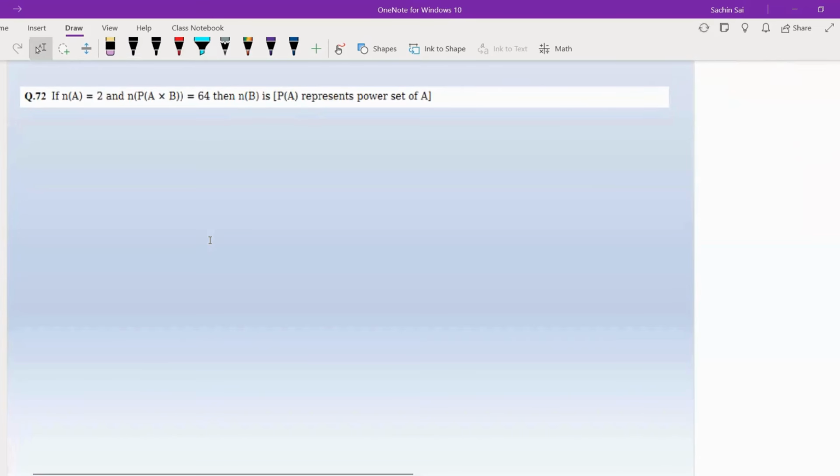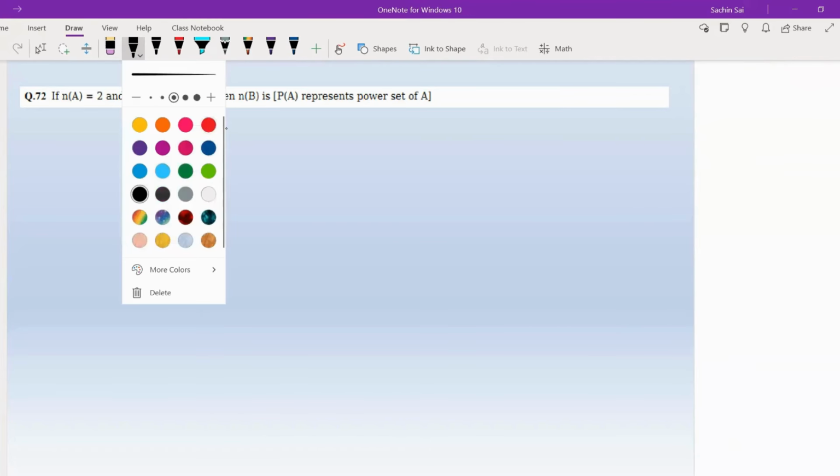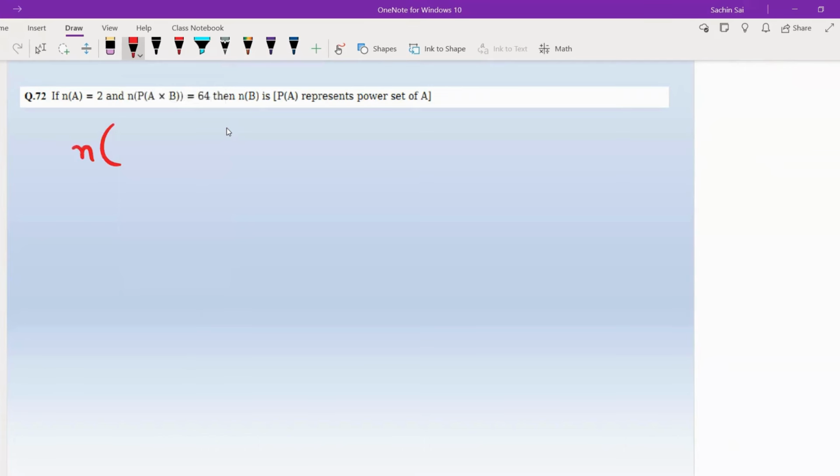Question 72. N of A is 2. N of P of A cross B is 64. So the power set of A cross B. How do you find the number of elements in the power set? To find the number of elements in P of A, you need 2 power the number of elements in A.